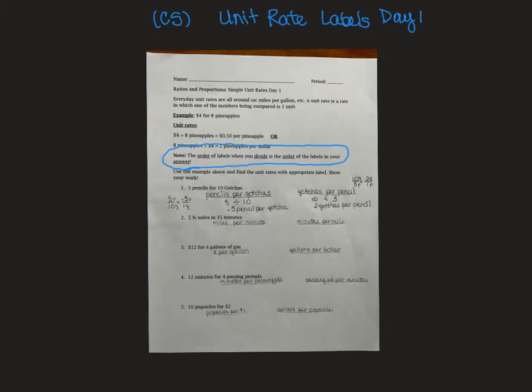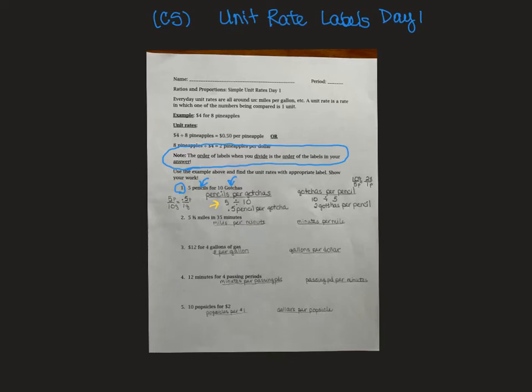So in this first one, in number 1, I have pencils and gotchas. These are my two variables. And you'll notice that in the first one, I have divided 5 divided by 10, which means I've divided pencils divided by gotchas. And my label is pencils per gotcha.